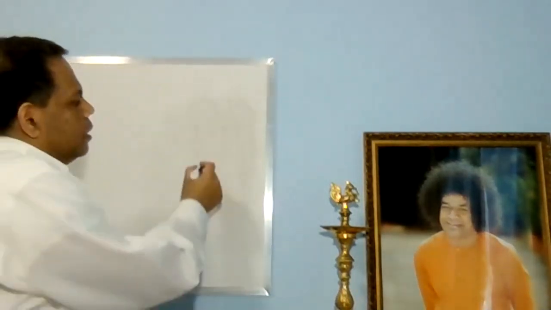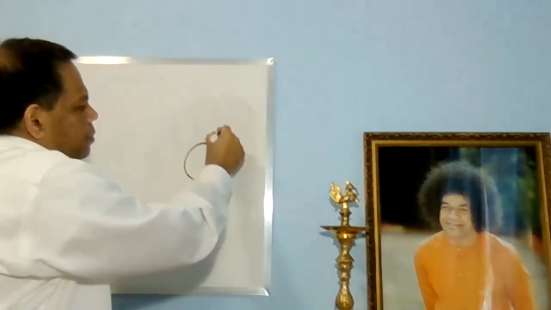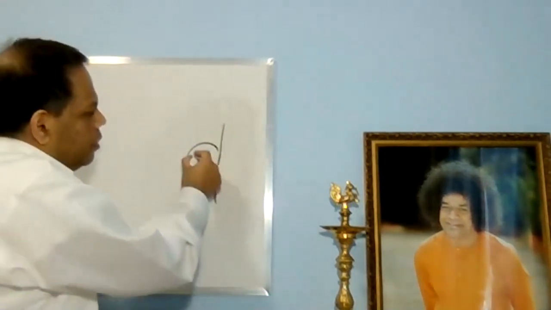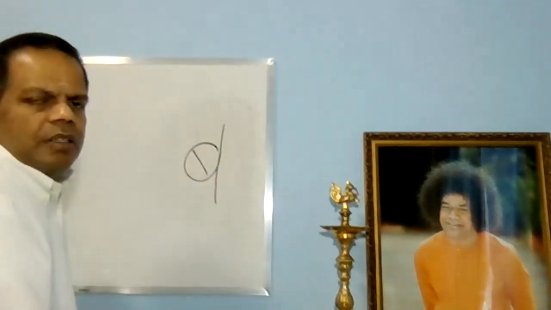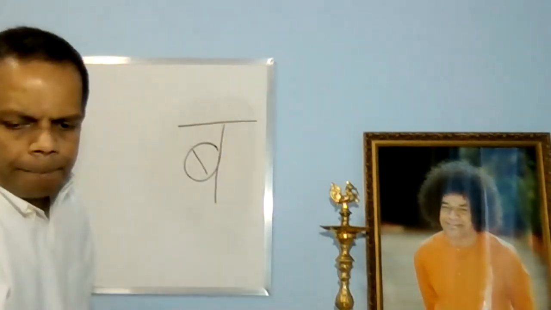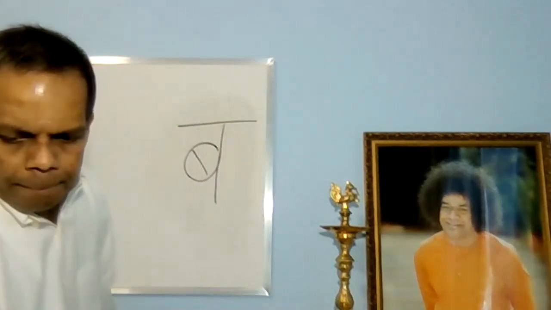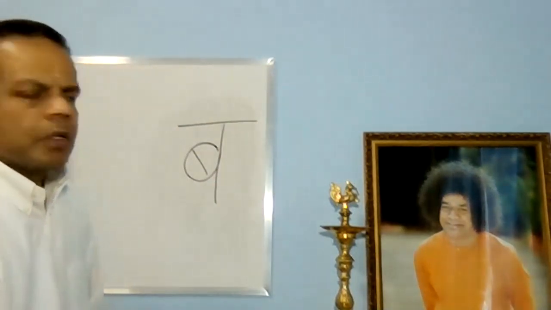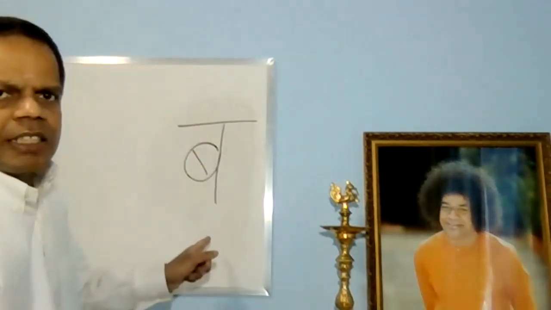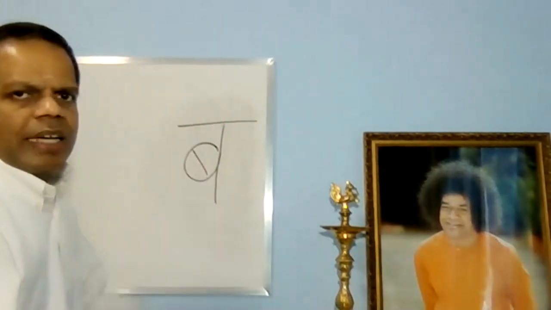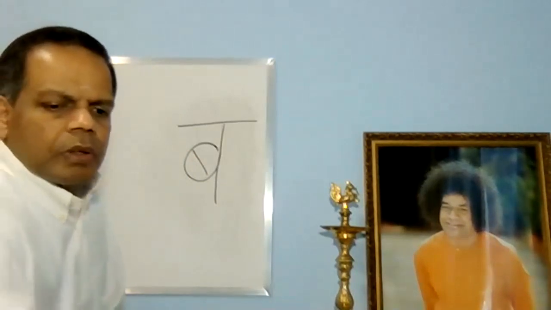The next letter is ba, the third letter in the pa varga. It's something like a D with an extension below, but you have to draw a diagonal line. Okay, this is ba. So you write a D with a little extension at the bottom and a line at the top with a diagonal line in between. Ba. Okay.